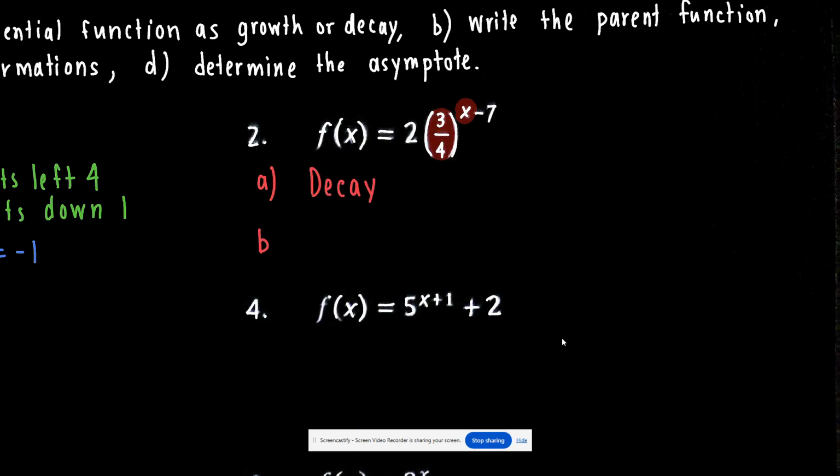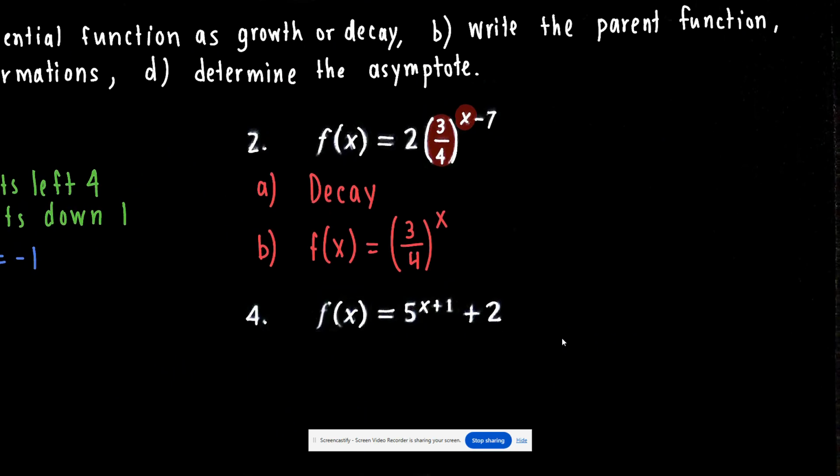And again, right along beside that, if that's the base of my exponent, then my parent function is simply 3/4 raised to the x power. Everything that's not that moves right along into the next part of this, which is: what are my transformations? Well, let's start right here.